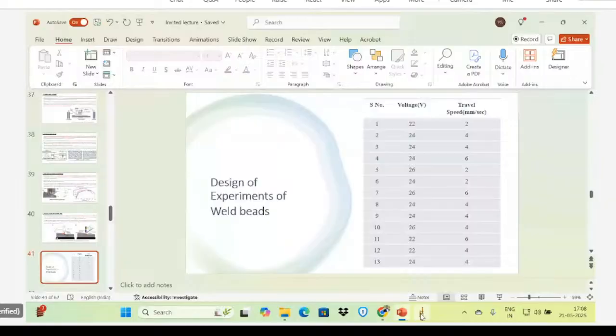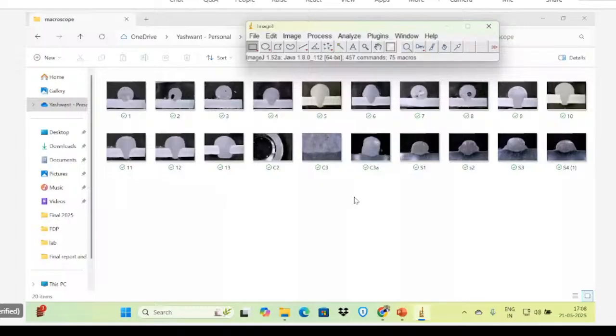So my screen is visible. Everyone can see my screen. Hello. Is the screen visible with the macro images? Yes, sir. Is this visible? Yes, sir. It is visible.